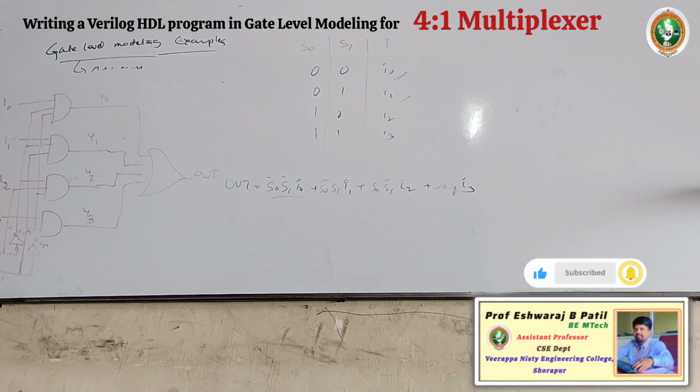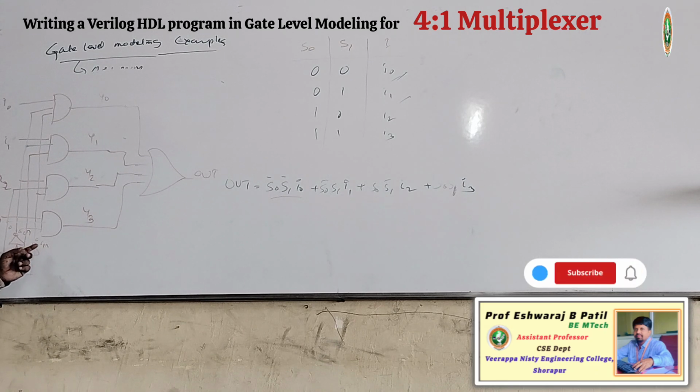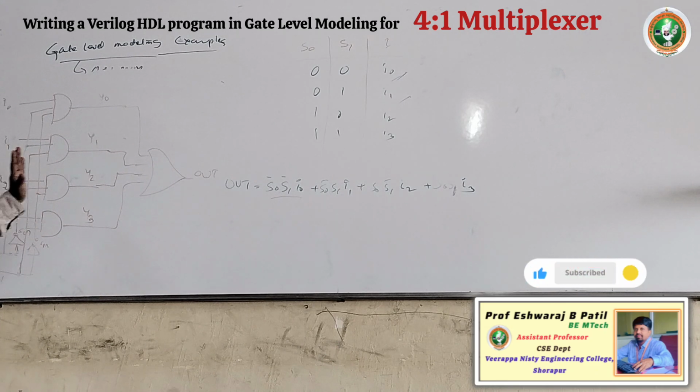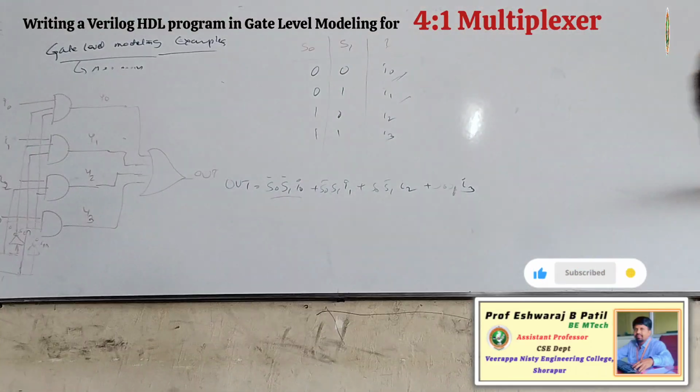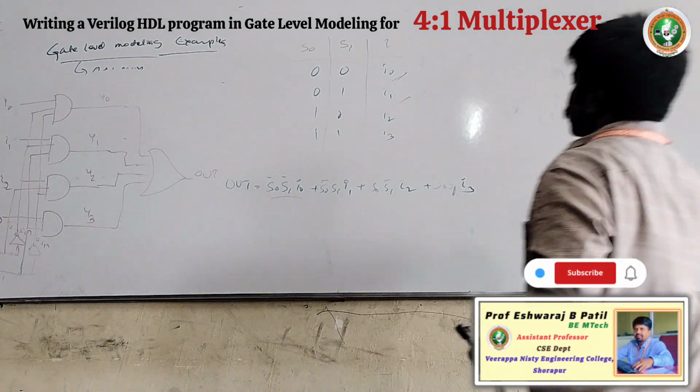Before the NOT gate, we have the value S0. After the NOT gate, that becomes what? The S0n. Similarly, the second select line, this is the input S1. After the NOT gate, that wire name is what? The S1n. While referring to these concepts completely, I can write the Verilog HDL program.